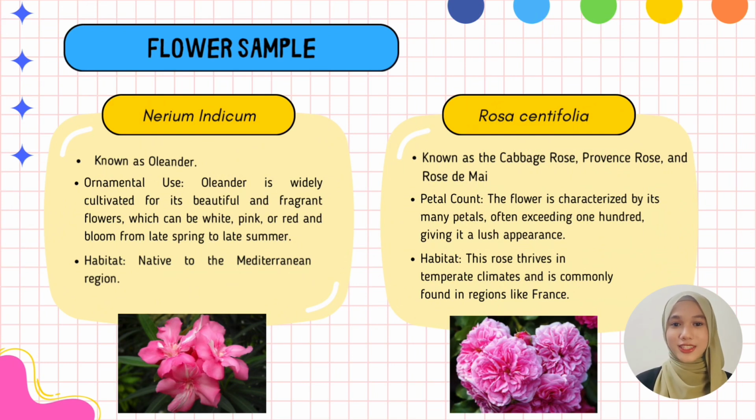Then, Rosa centifolia, known as the cabbage rose, Provence rose, and rose de Mai, or the flower of May. The flower is characterized by its many petals, often exceeding 100, giving it a lush appearance. This rose thrives in temperate climates and is commonly found in regions like France.